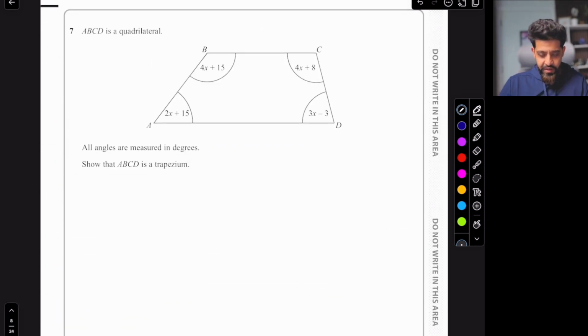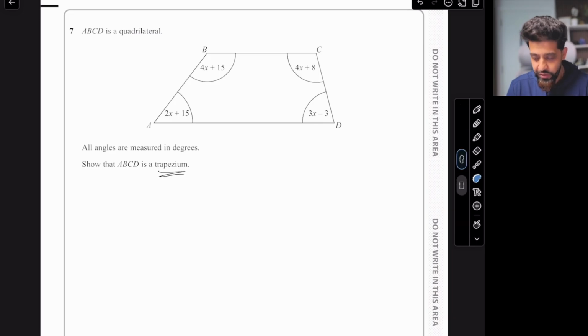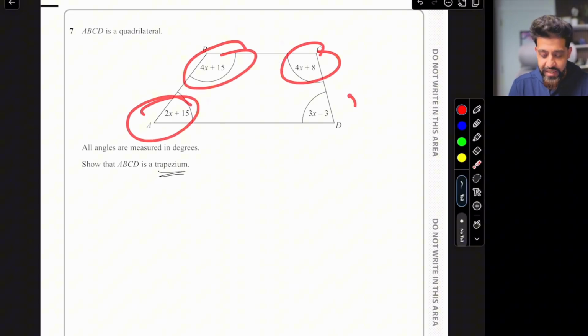Question number 7. ABCD is a quadrilateral. All angles are measured in degrees. Show that ABCD is a trapezium. Now, what do we know about trapezium? Let's focus on that first, because I know a lot of you are going to be thinking 360, all the angles, yes, add up in a quadrilateral to 360.